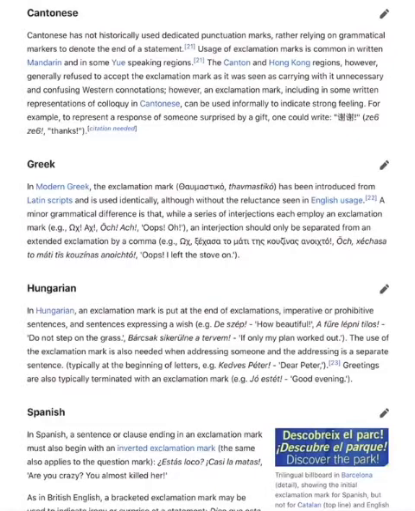Wow, I didn't know that. I'm actually learning something. However, an exclamation mark is included in some written representations of colloquial Cantonese, and can be used informally to indicate strong feelings. For example, to represent a response of someone surprised by a gift, one could write, the hell, thanks.